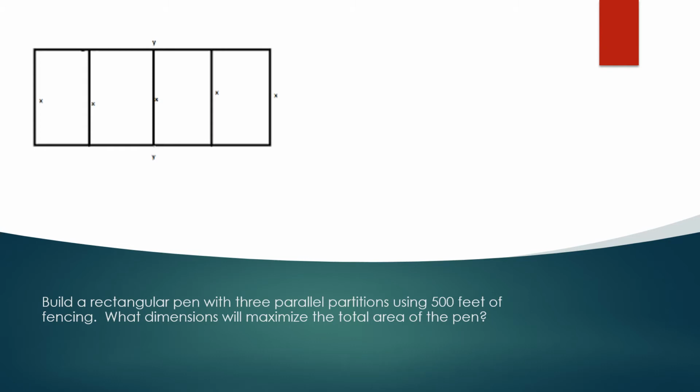This is another popular problem that you will run up against. We have a rectangular pen, and within that rectangular pen, we want 3 parallel partitions, and we know it's going to use a total of 500 feet of fencing. So what dimensions will maximize the total area of the pen? What we need to find is our primary equation. Because we're trying to maximize an area, we need an area formula. The area of this pen is simply x times y. So that's my primary equation.